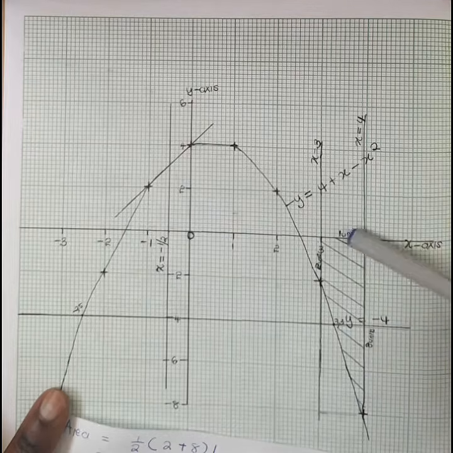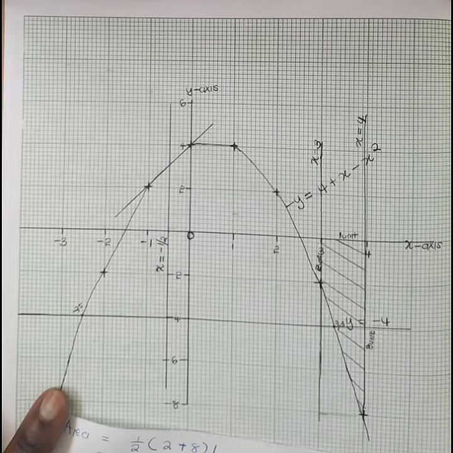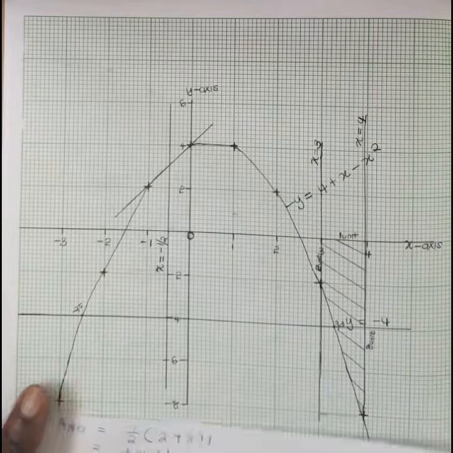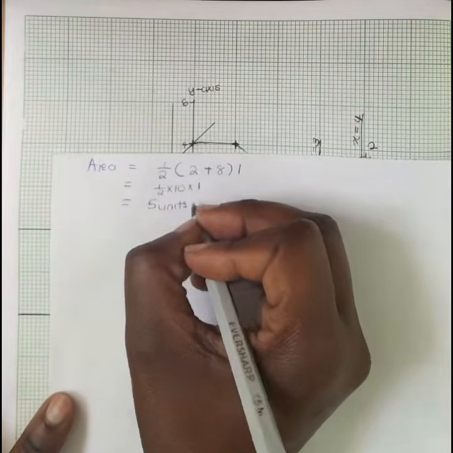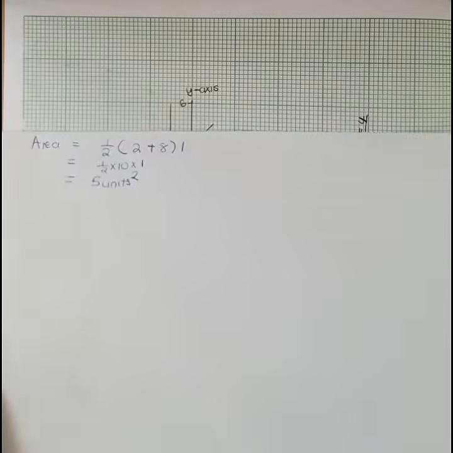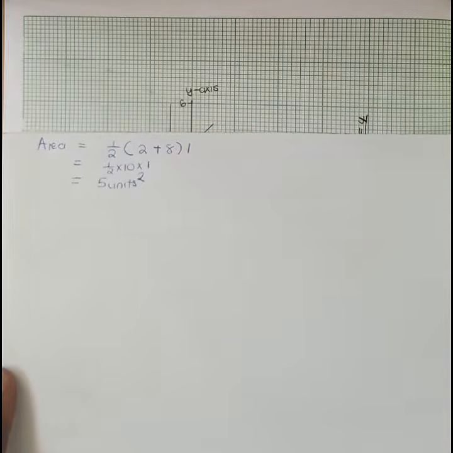And then in the x-axis, the scale is 2 centimeters to represent 1 unit. So that is why we wrote 1 unit here as our height. So we are going to obtain our area is 5 square units. Make sure that you don't leave out the units.